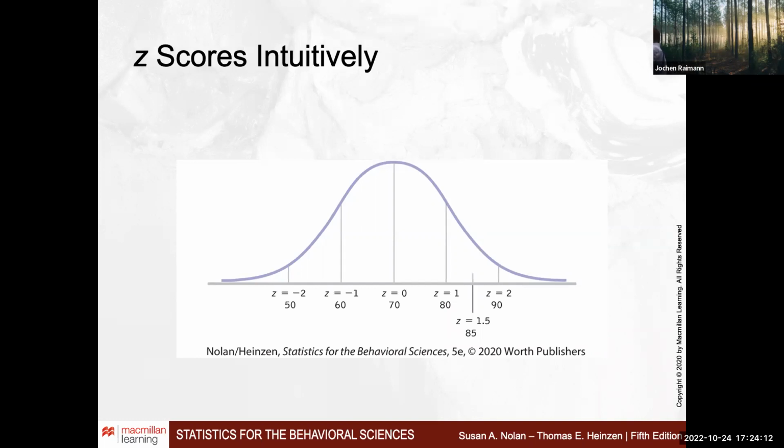You basically have here a mean of 70. You have a standard deviation of 10. So 80 is then a z of 1. 90 is a z of 2. A z of 1.5 is 85. Yeah, it's simple, right? Yes.